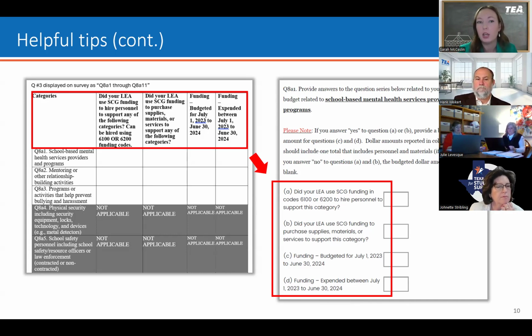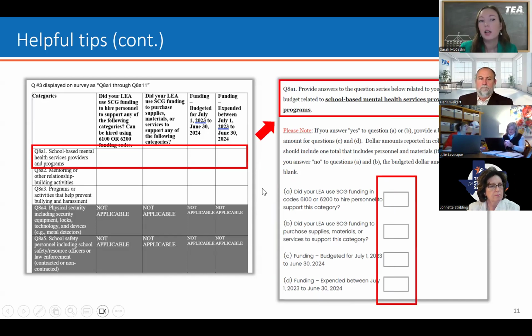You'll notice that while the APR fillable worksheet, everything is in one table. In the Qualtrics form, we go one category at a time. So question Q8A1, we are looking specifically at school-based mental health services. And so that's what you'll see here. So row 2 of the fillable worksheet, you have school-based mental health service providers. So you'll go in and say yes, no on personnel, yes, no on supplies, services, and materials.